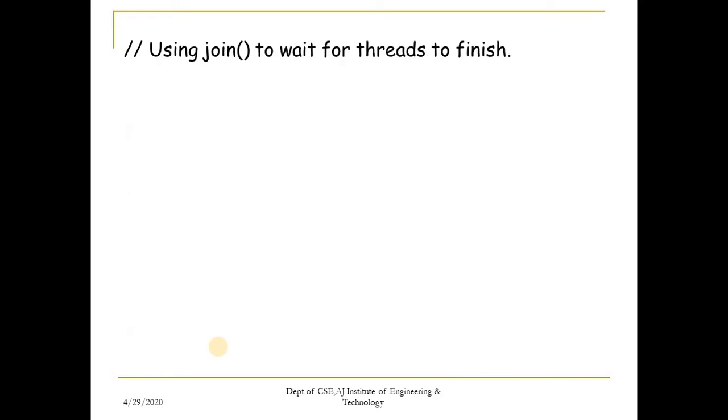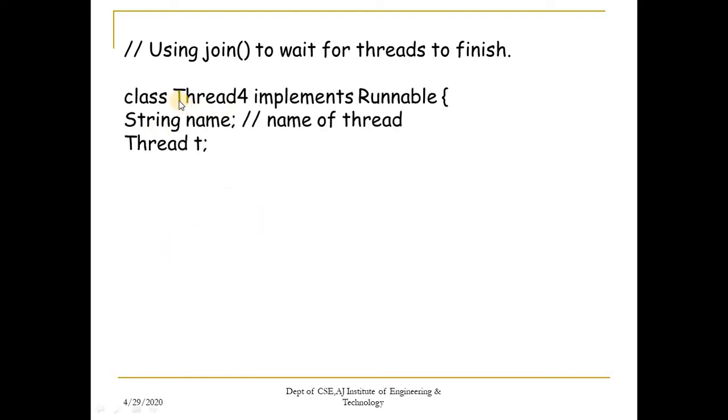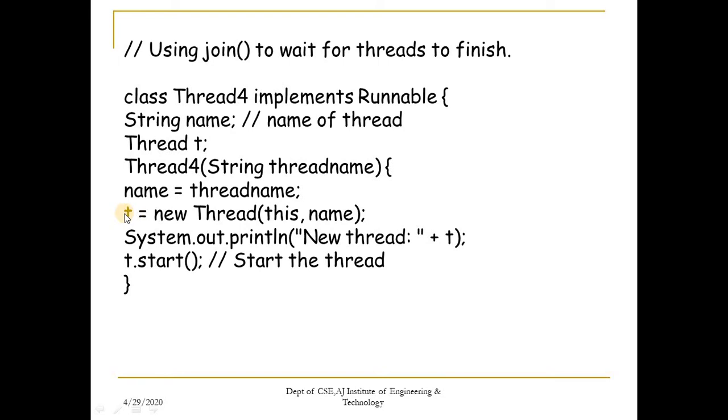Let us see the use of these join methods, join and isAlive, both we are using. I have this new class Thread4 which implements Runnable. It has two data members, the name and a Thread variable that I am creating here. You know that whenever we implement Runnable, first we have to create a variable of type Thread, and next we have to assign that variable to an object of the Thread class, correct?